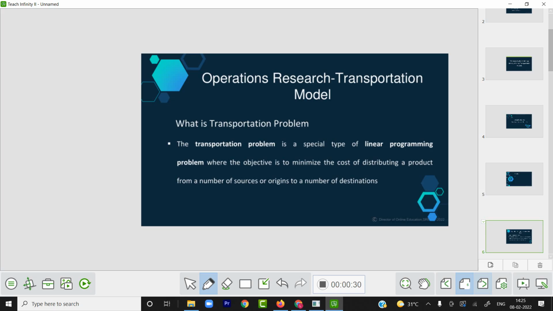Transportation problem is a special type of linear programming problem where the objective is minimization of the cost of distributing a product from a number of sources or origins to a number of destinations. Generally in a business or an entity, a product is manufactured, and finally it will reach the end customer.